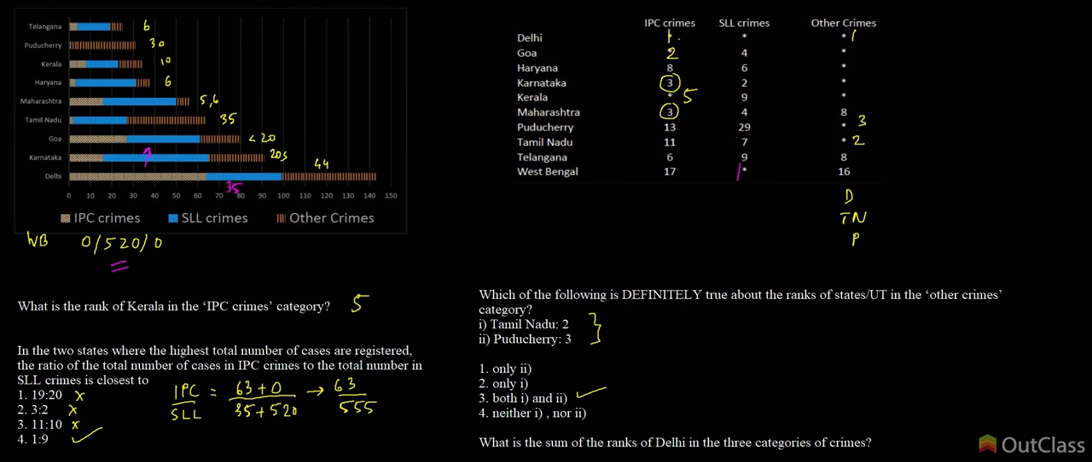Delhi should get a rank immediately below Karnataka, which is 3. And then you'll get the other numbers. Goa and Maharashtra are given as 4, so we know that they're both below Delhi. Maharashtra is 4th, Goa is also 4th. Delhi should be 3rd in the rank. And so the sum of the ranks is 1 plus 3 plus 1, which will give us 5. 5 is the answer.